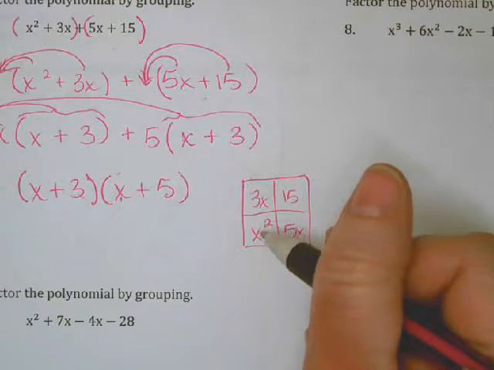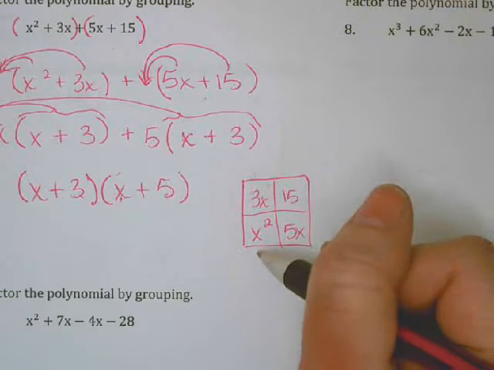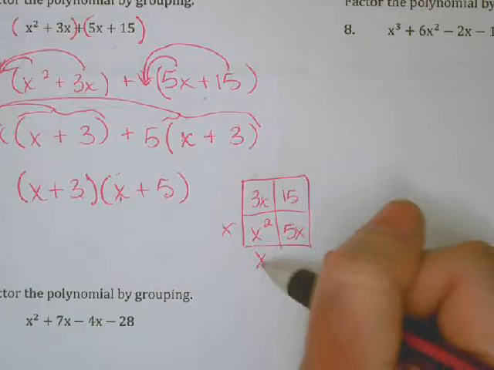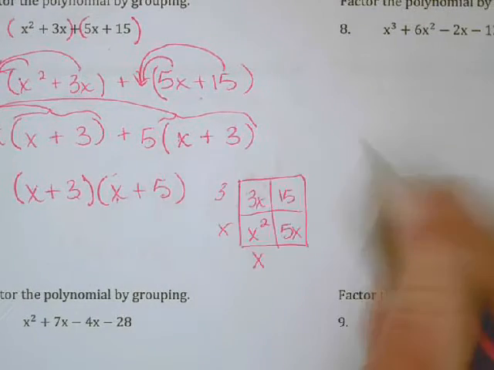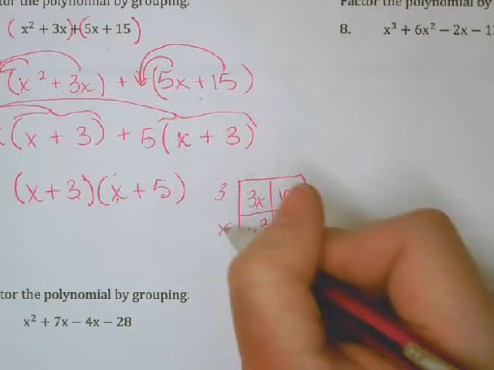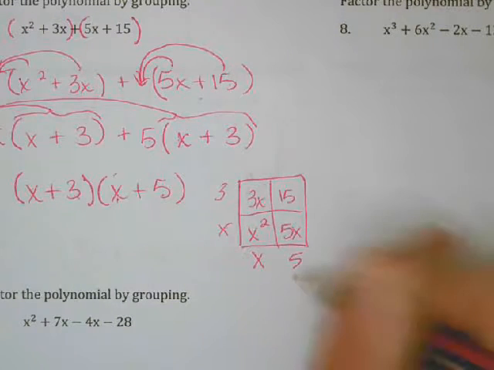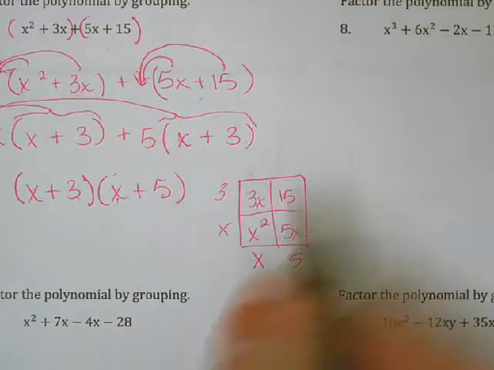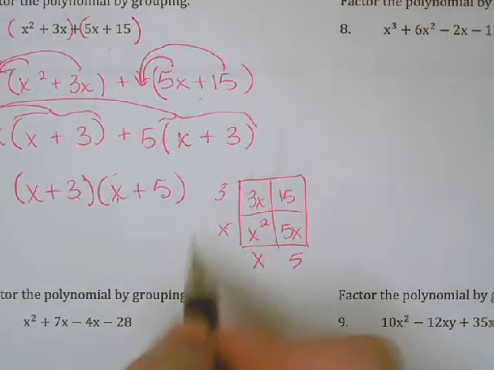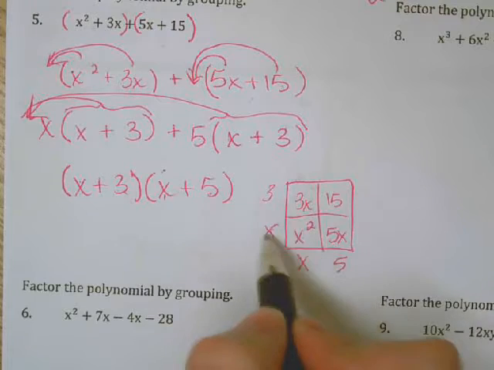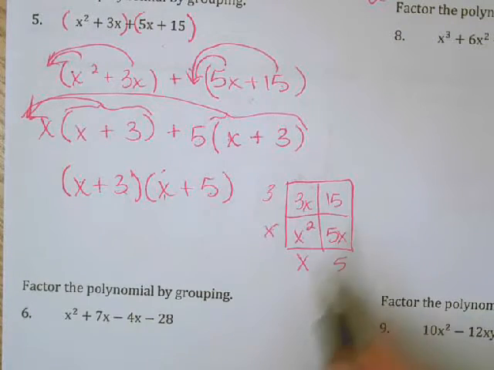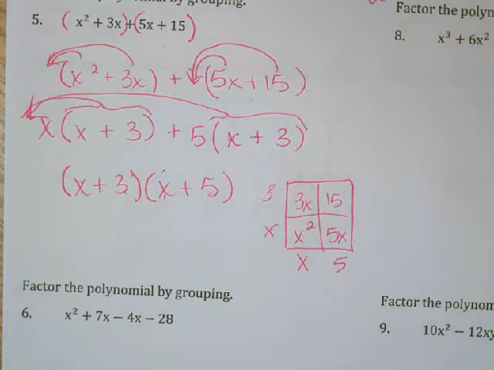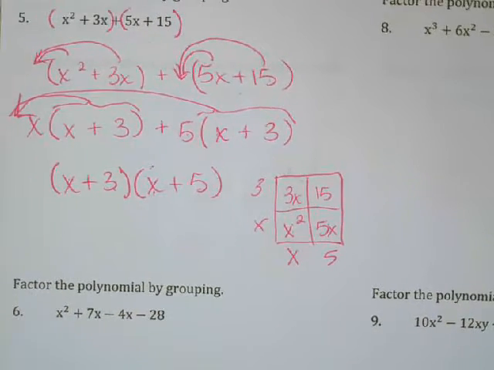Now, when I just have x squared, the only thing I can divide out of that is an x. So I have x times x gives me x squared, x times 3 gives me 3x, x times 5 gives me 5x, and then I double check, 5 times 3 gives me 15. So once again, I can write this as that x in parentheses times x plus 5, also in parentheses. So we'll do another example of that.